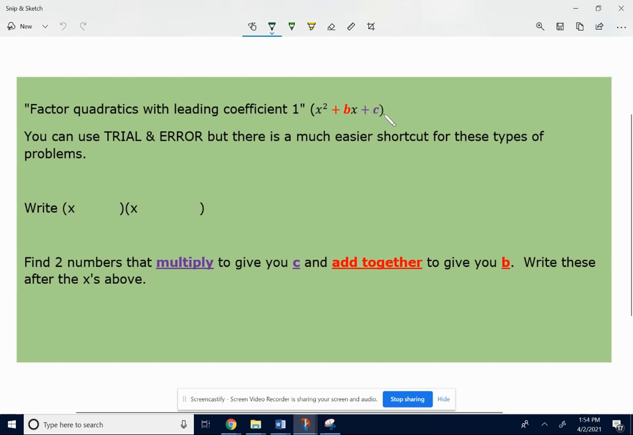These are a lot easier than the other ones that we did. We could use trial and error, just like we did with the other lesson when it was ax squared plus bx plus c. But there is a really easy shortcut for these. All you need to do is write down your two sets of parentheses and your x's and just find two numbers that multiply together to give you the last term, c, and that add together to give you the middle term, the b. So let's just try this.